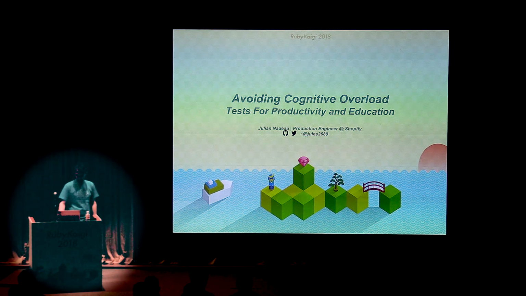And I'm going to be talking about avoiding cognitive overload using tests, error messages, and other techniques to increase productivity and educate developers in your organization. So a bit of background first.